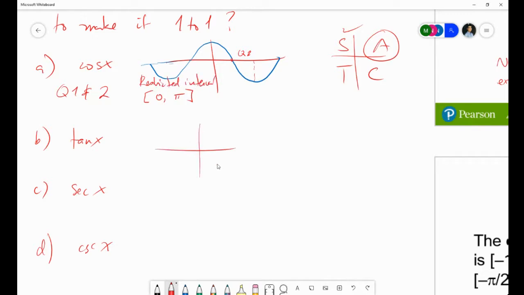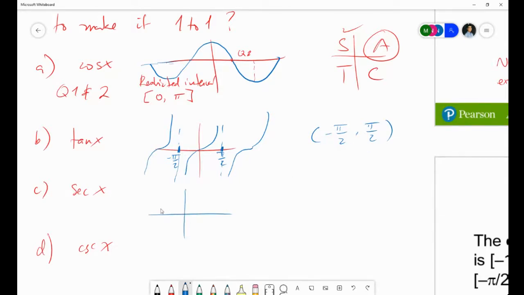All right, so tangent looks like this, and then keeps repeating again. We can see here we have a continuous piece from -pi/2 to pi/2. However, we cannot use these endpoints because we have a vertical asymptote there. So the restricted interval would be -pi/2 to pi/2 without the endpoints.